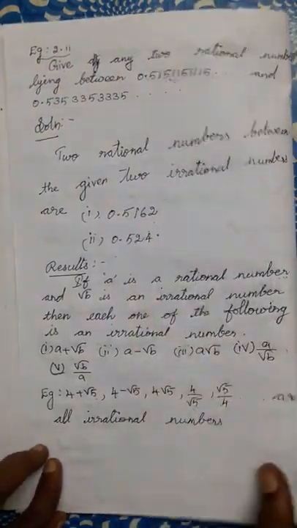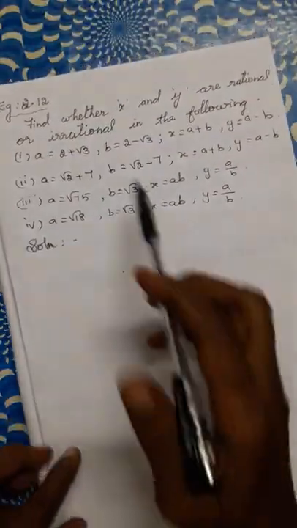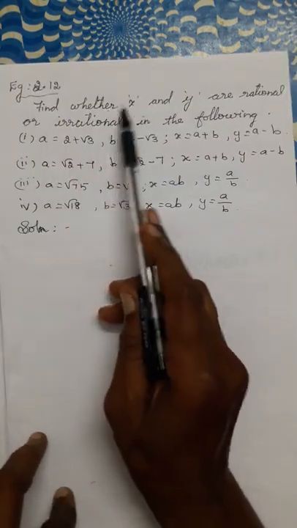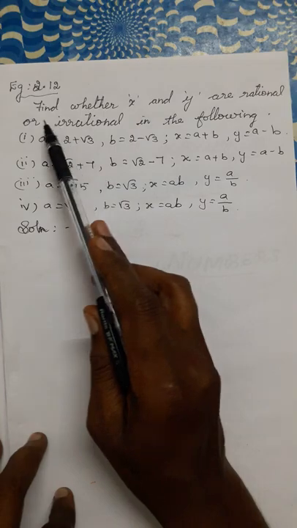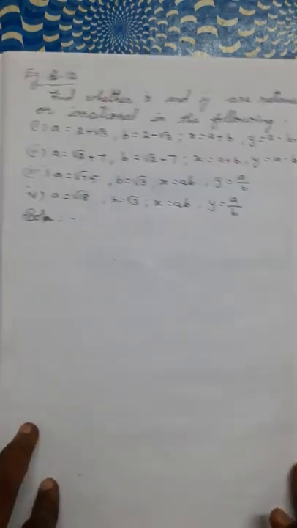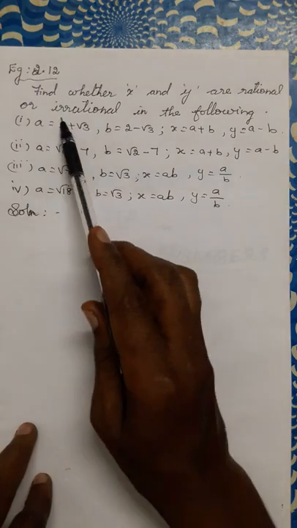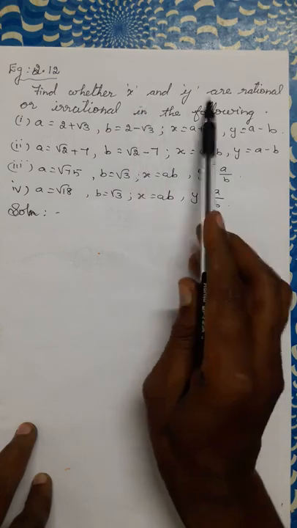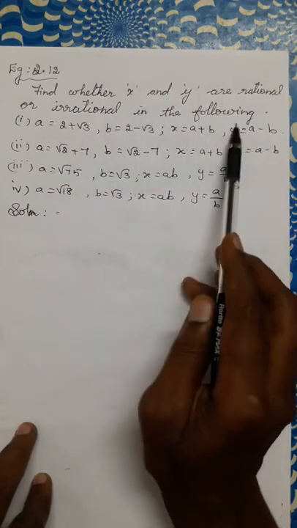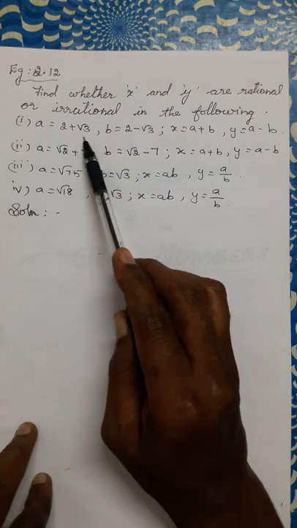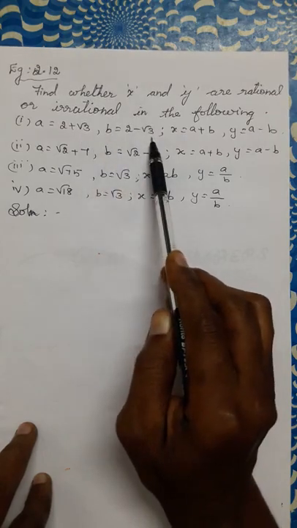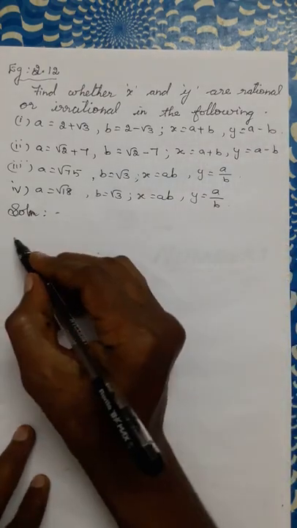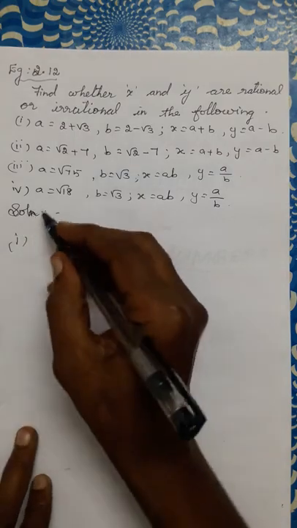Next, example 2.12. Find whether x and y are rational or irrational in the following. We have to find out whether x and y are rational or irrational. First, a is 2 plus root 3, b is equal to 2 minus root 3, x is equal to a plus b, y is equal to a minus b. First, we can start the first problem.